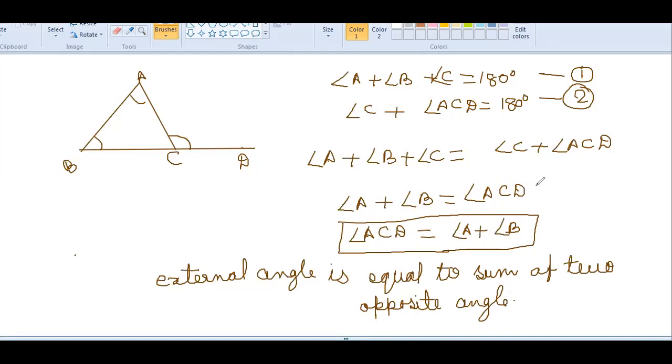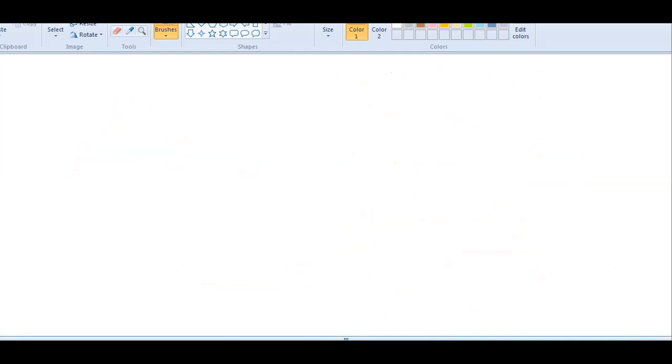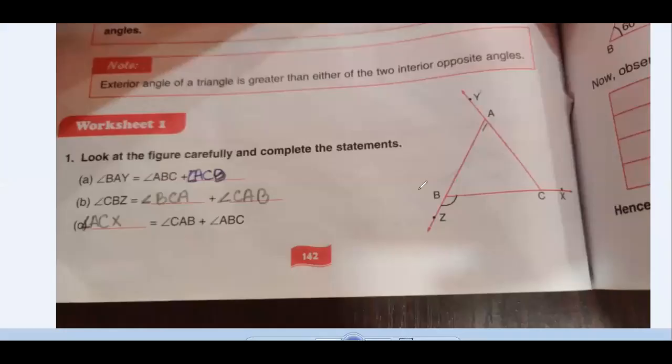So you want to note it down or should I delete? Okay, you will get the video also. No problem. So based on that, you can solve this question. Try.